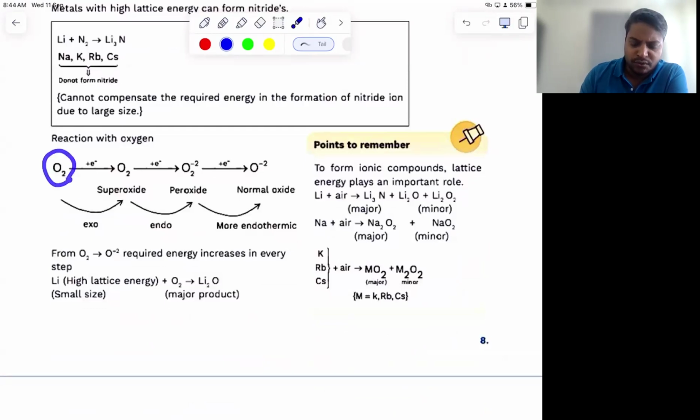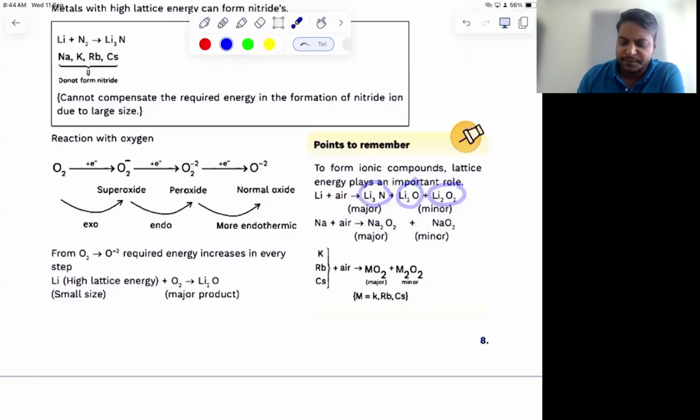When it comes to O2, O2 has to accept an electron and convert into O2-, the superoxide, and accepting one more electron, it becomes O2 2-, the peroxide, and eventually the normal oxide O2-. Here the first step is exothermic, then we have endothermic and endothermic, correct? Here also we require a sufficient amount of energy to form a stronger lattice. Lithium forms the oxide very easily, Li2O. So lithium in air gives both nitrides and oxides, out of which Li2O and Li3N are the major products.